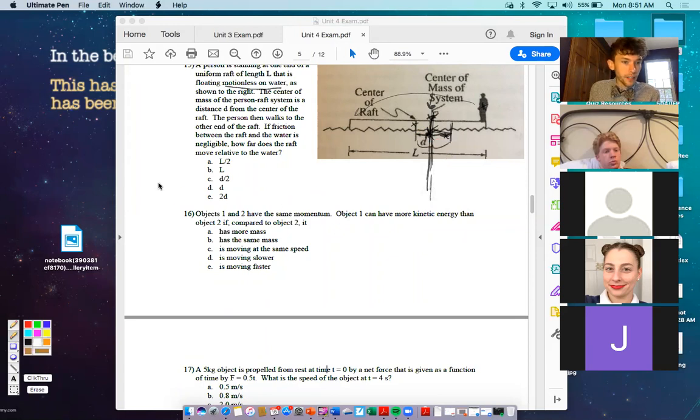Mr. Davis, let me get to you. Meaning the center of mass will now be located a length of D to the left of the center of the raft. That's exactly correct, Mr. Davis, yes.